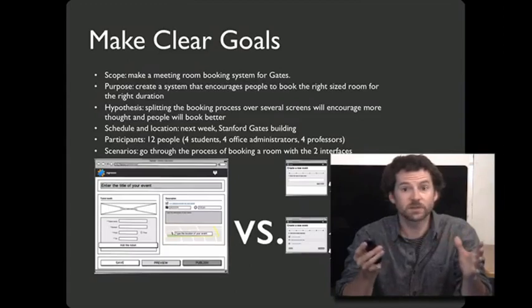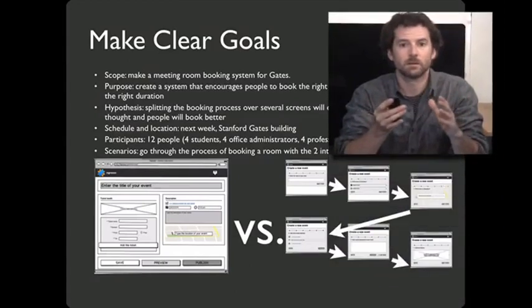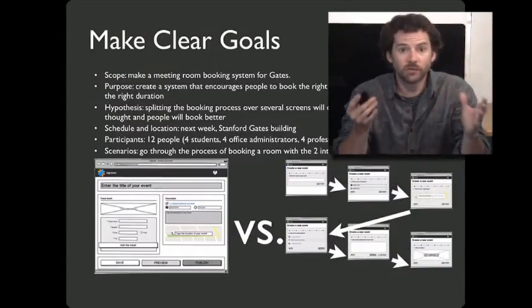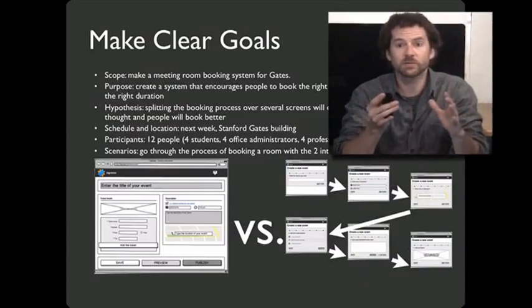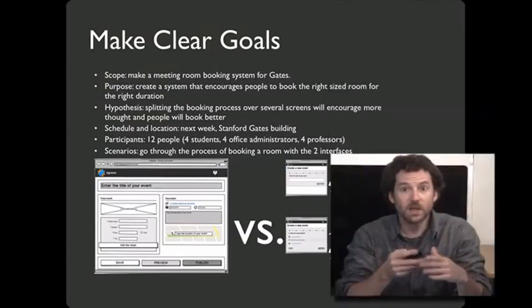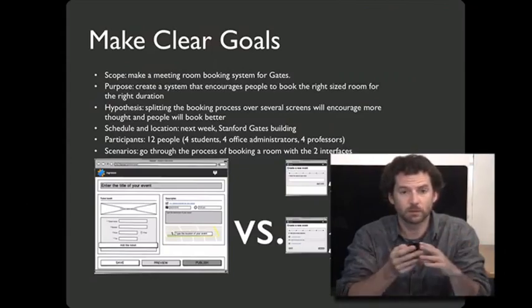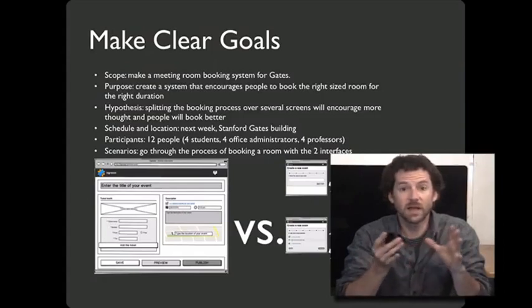The first step is to make clear goals. For example, say you were building a room reservation system for a computer science department. One strategy would be to put all the information on one page. Another strategy would put different pieces on different pages. And you might be particularly interested in, if we split things up, does that change whether people will book a right-sized room or not?